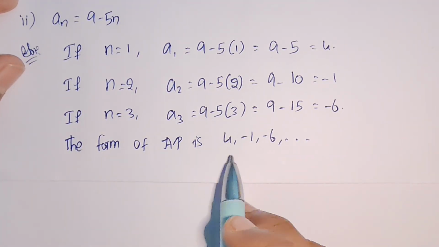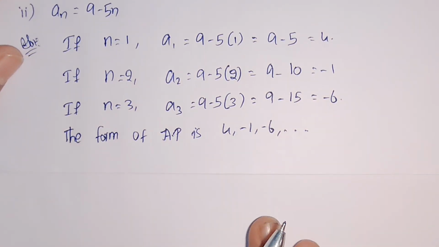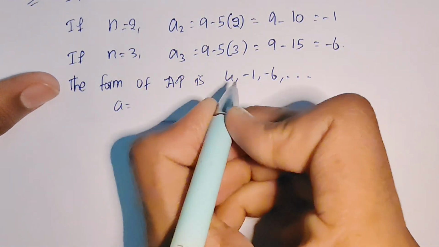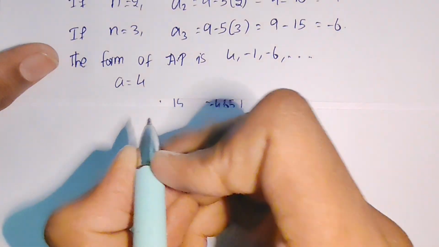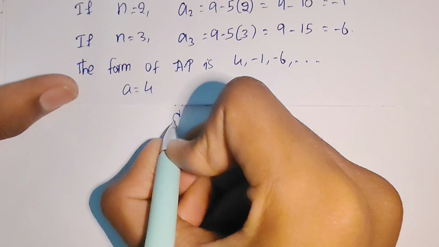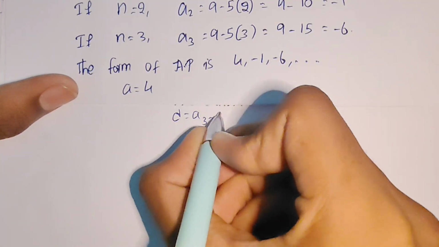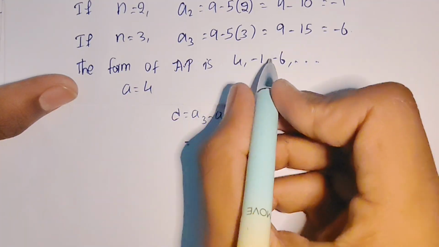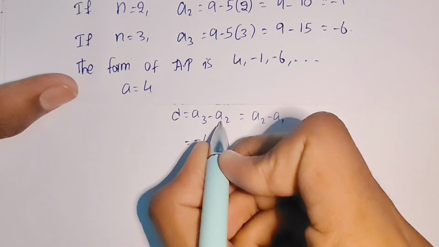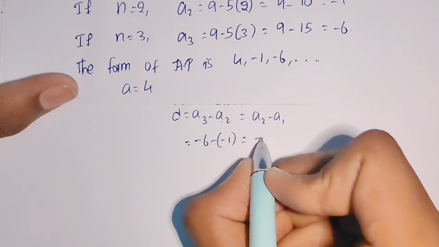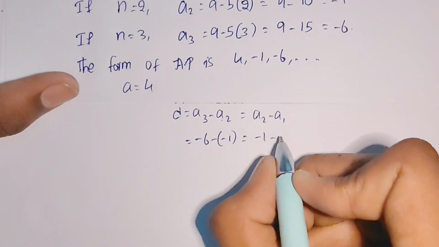This is the form of the AP, taking the value of a = 4. After that, I am taking the value of d = a3 - a2 = a2 - a1. The value of a3 is -6 minus the value of a2, -1, equals the value of a2, -1, minus the value of a1, 4.